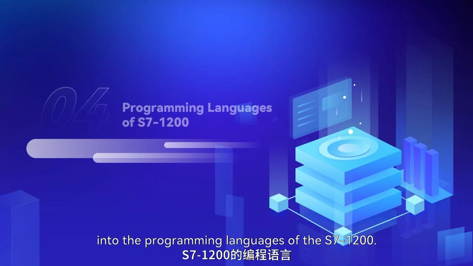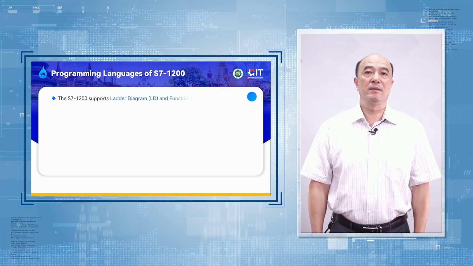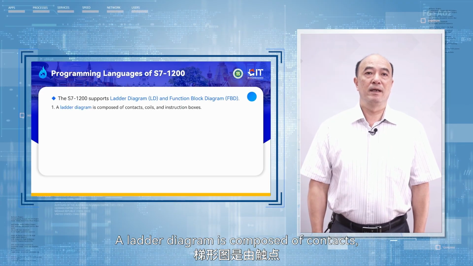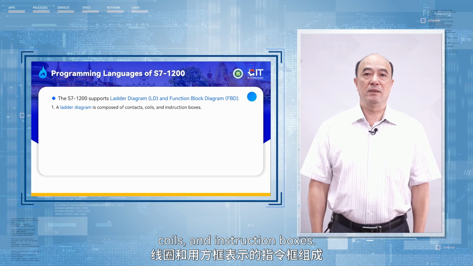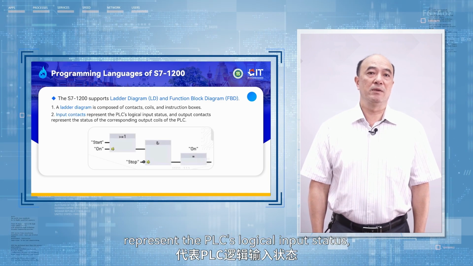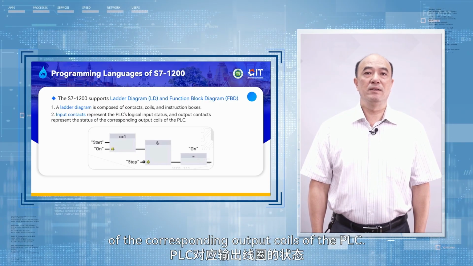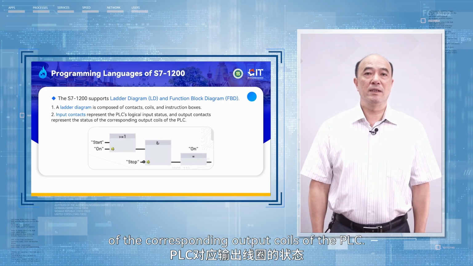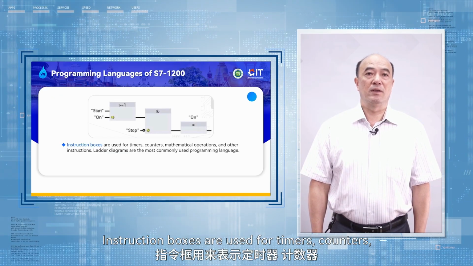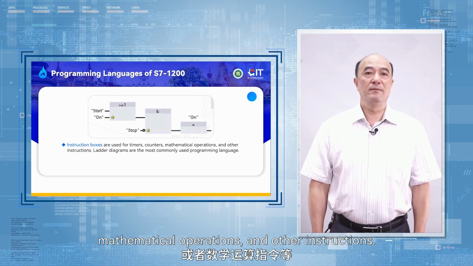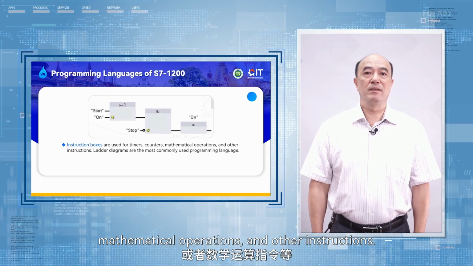Next, let's delve into the programming languages of the S7-1200. The S7-1200 supports ladder diagram, LAD, and function block diagram, FBD. A ladder diagram is composed of contacts, coils, and instruction boxes. Input contacts represent the PLC's logical input status, and output contacts represent the status of the corresponding output coils of the PLC. Instruction boxes are used for timers, counters, mathematical operations, and other instructions.